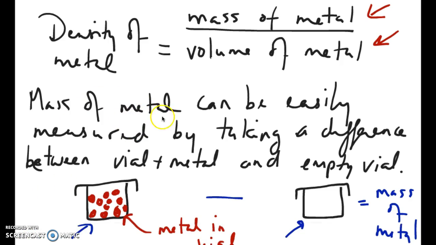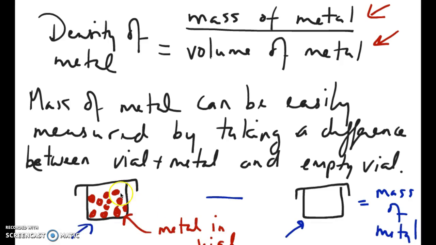Mass of the metal is really fairly easily determined, right? You can just do that by measuring by difference, where you measure the empty vial first, and then you put some metals in it, and you measure the difference of the masses between those two. That should correspond to the mass of the metal. Now let's think a little bit about how to measure the volume.